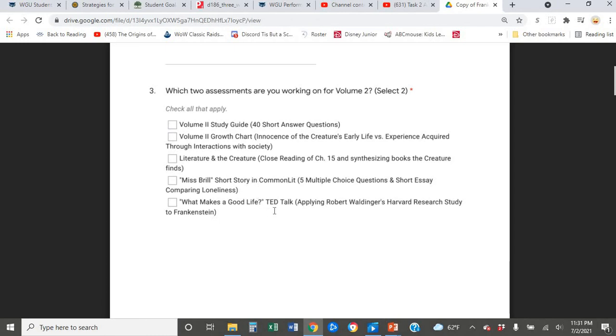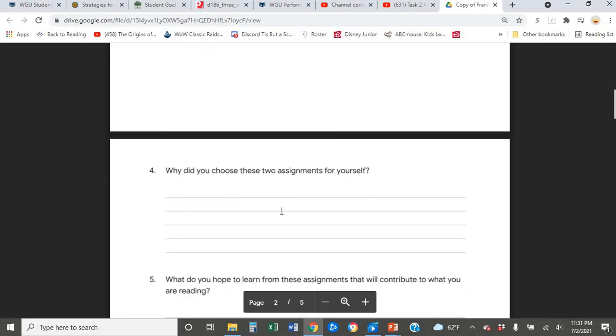What Makes a Good Life is a TED Talk, which hones in on the speaking and listening standards, and it's done by Robert Waldinger, which features a Harvard study that's been taking place over the last 75 years about what makes a good life for people. Students can watch the TED Talk and make a connection to Frankenstein and try to figure out where we see Victor Frankenstein, or maybe his creature, devoid of a good life. What could they do to make improvements to their own lives?